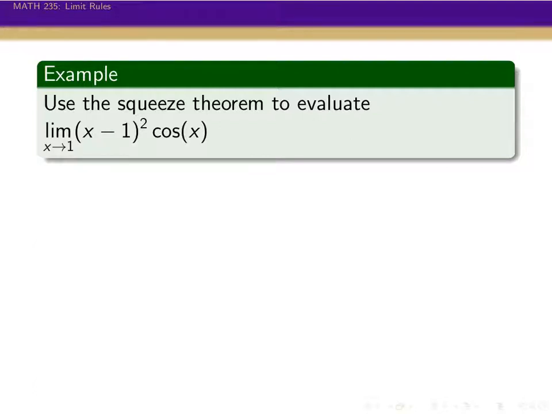So how can we use the squeeze theorem here? Well, what do we know about cosine? It does oscillate around, but it doesn't get too big or too small. In fact, cosine is always less than or equal to 1, and it never gets any smaller than negative 1. So cosine of x is caught between those two values. Now, (x minus 1) squared is a quadratic, and because we're squaring it, it's always going to be positive, or at worst 0. And so because of that, we can just multiply it across to this whole inequality.